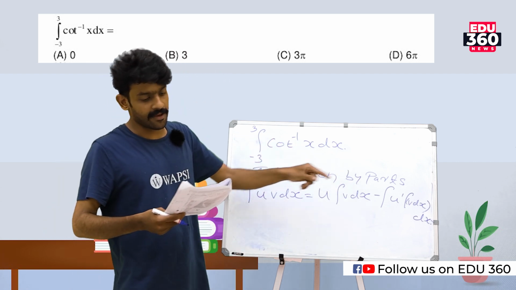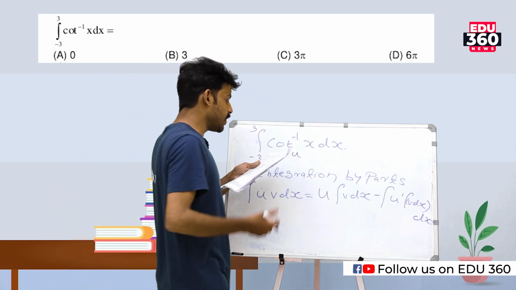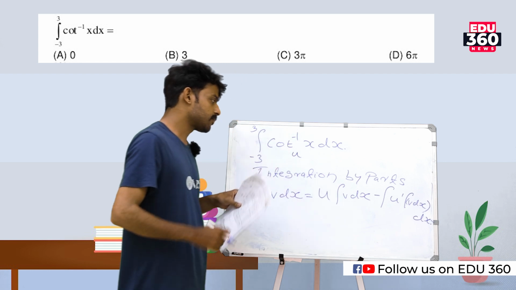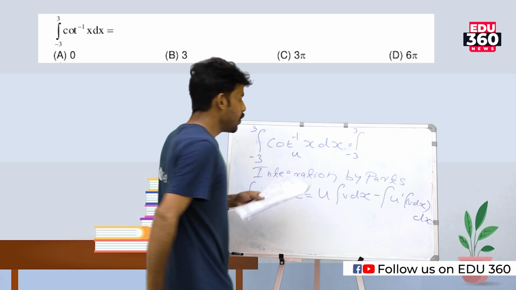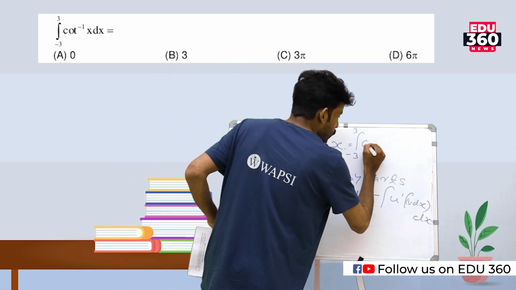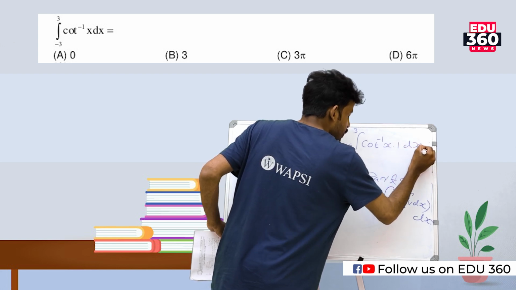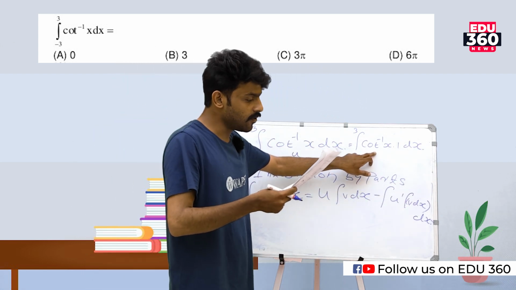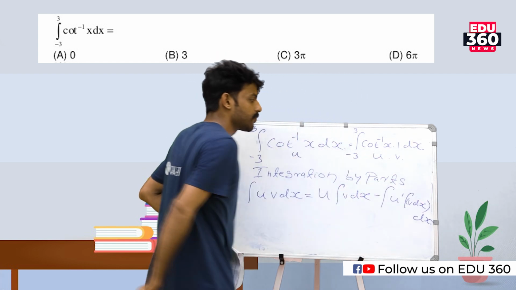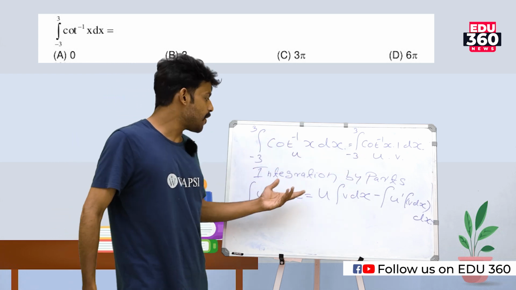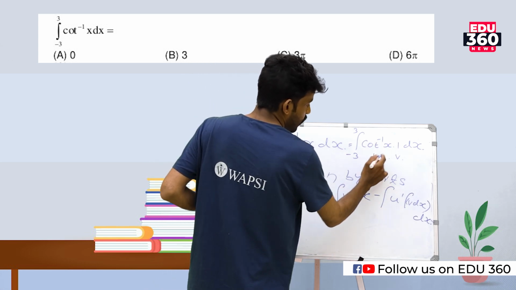So in the integral of cot inverse x dx, we can consider cot inverse x as u. We can write this as the integral from minus 3 to 3 of cot inverse x into 1 dx. Here we consider cot inverse x as u and 1 as v. Now just apply integration by parts.